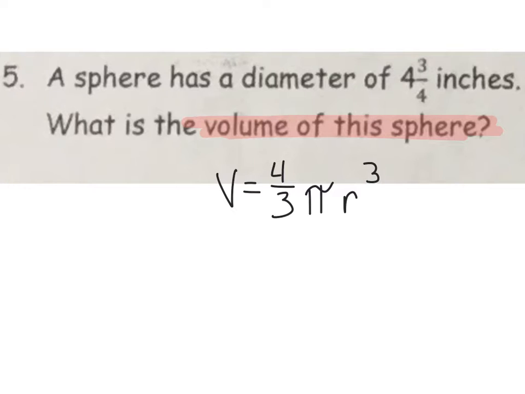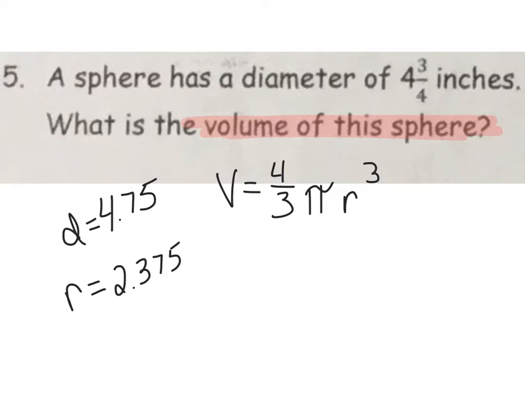So a diameter of 4 3/4, so we'll use 4.75. But we need the radius, so we have to divide that in half. When we divide 4.75 by 2 to get the radius, we're going to get 2.375. So the radius is what we're going to use in the formula. Okay, there you go.